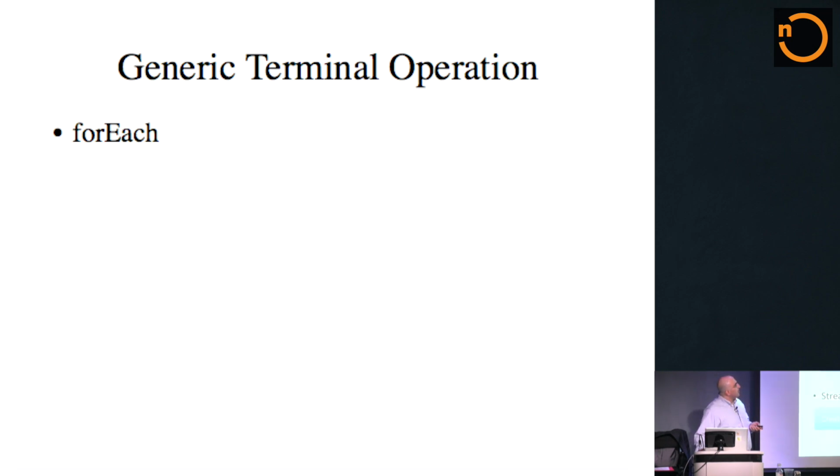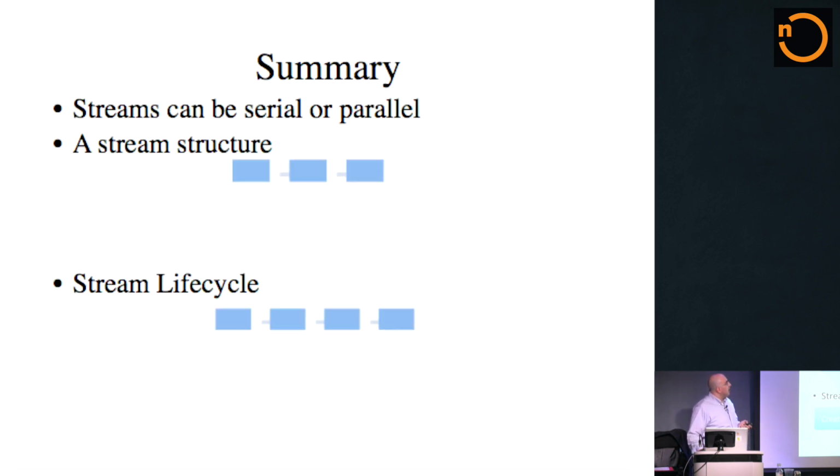Let's go back to the last one, I think, parallel streams. So in summary, here's what I want you to remember about streams. Streams have a source, a pipeline of operations, and then a terminal operation. And the stream lifecycle is create, configure, execute, cleanup, and that's it. Thank you very much.